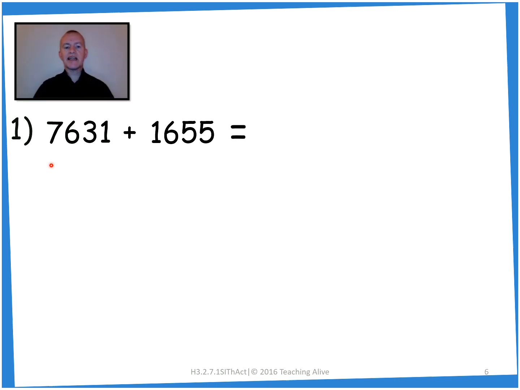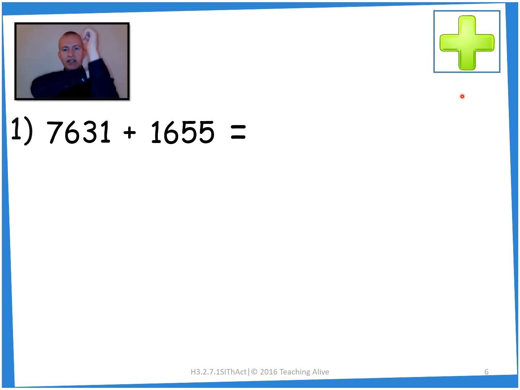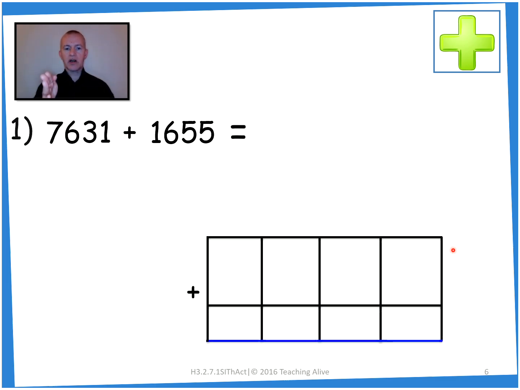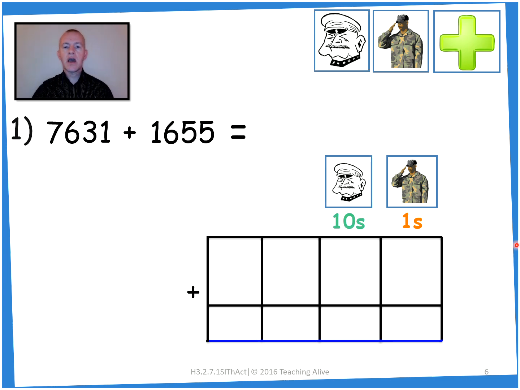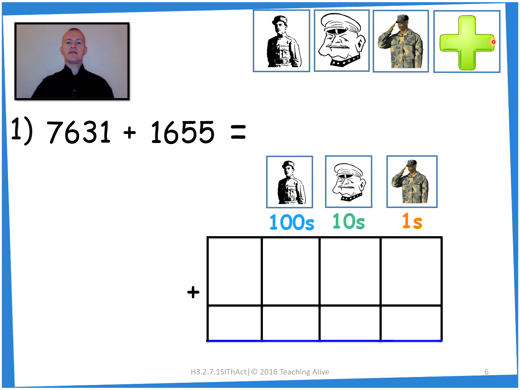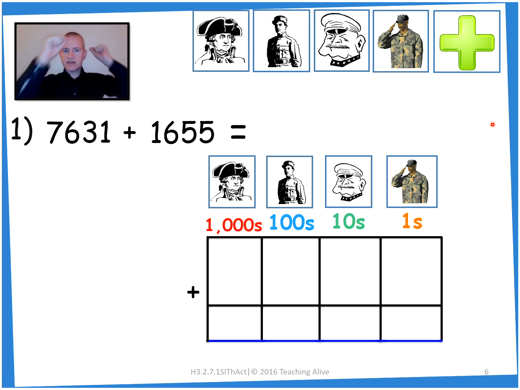So if we look at our calculation, 7,631 add 1,655 equals. And we can form an addition sign with our arms for add. We start with our columns for column addition. And then we've got 2 lines for our answer with our bottom blue line, our bottom blue sea line, and then our addition sign. We think of our private ones, we think of our captain tens, our major 100s, and our general thousands. We then line up our numbers ready to add.